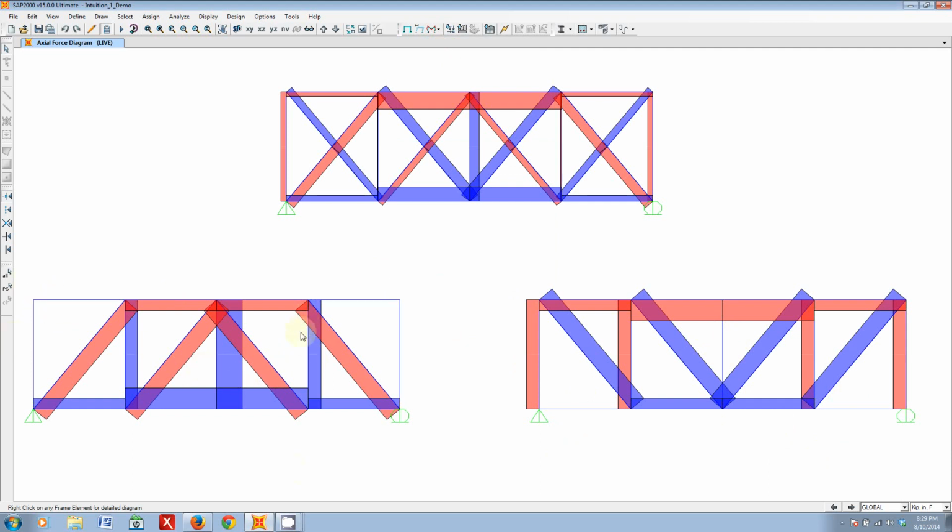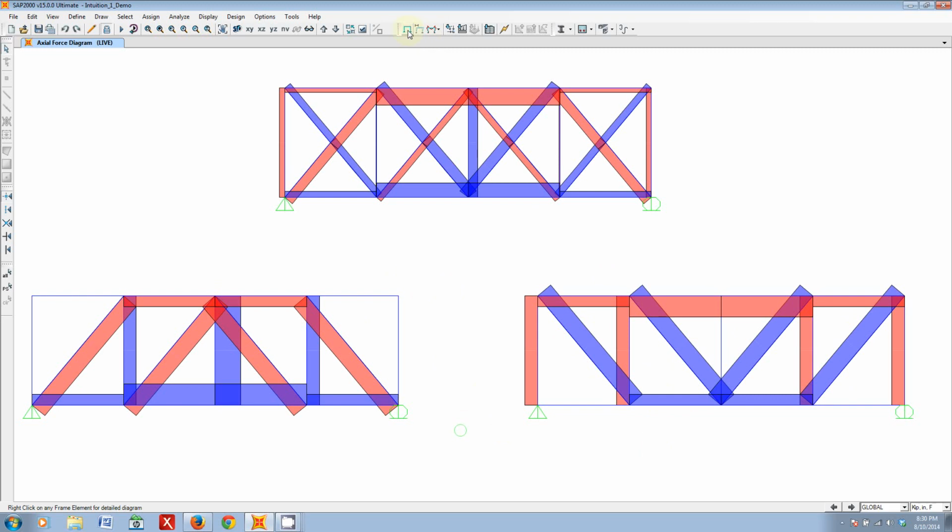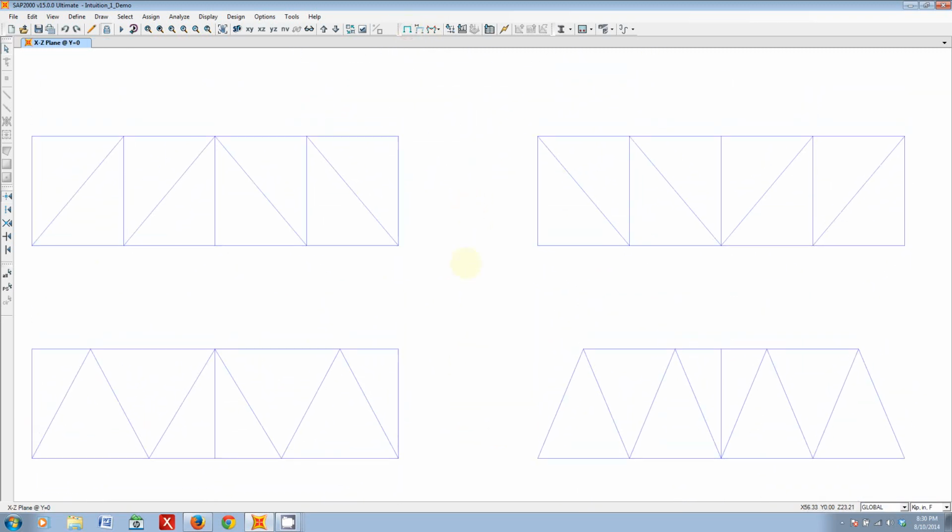And all of the verticals are in tension on this side, all the verticals are in compression on this side. All the diagonals are in compression on this side. All the diagonals are in tension on this side. Compression on the top and tension on the bottom, always, or so it would seem. I don't want to lead you too much astray.